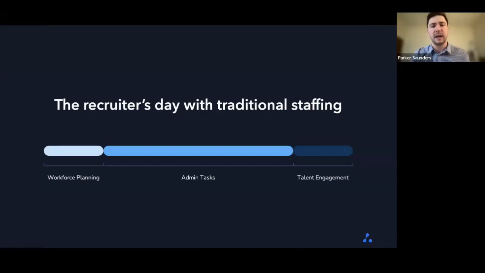So in that traditional model, a recruiter's day with traditional staffing tends to look something like this, right? There is an element of workforce planning. There's a large subset of administrative tasks, whether that be in scheduling or reviewing resumes or other applications, in issuing onboarding to talent. There's all sorts of different engagements that fall into that administrative task category. And it leaves very little time in many cases for talent engagement.